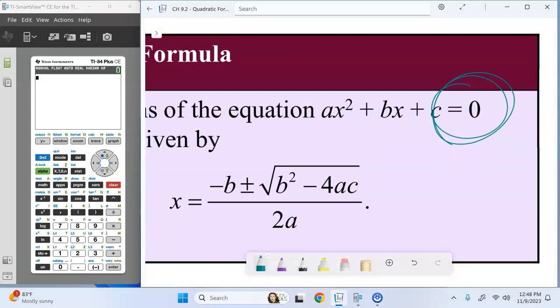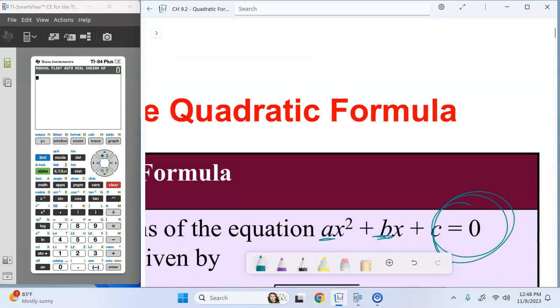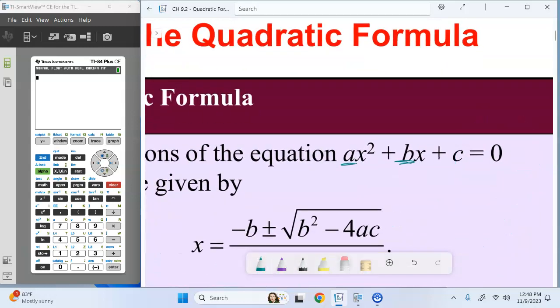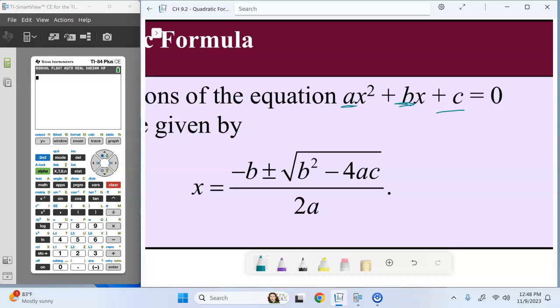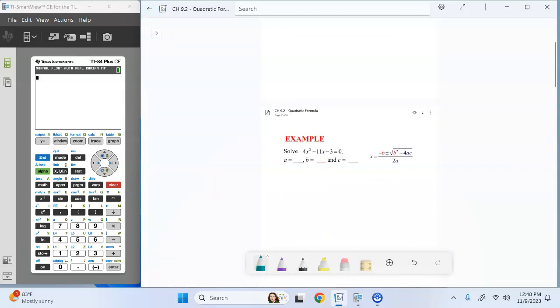The leading coefficient, that's your A value. The coefficient of the linear term is your B value. And the constant is your C term. Okay, so those values will just plug straight into the equation: negative b plus and minus the square root of b squared minus 4ac, all over 2a. So let's get into it.